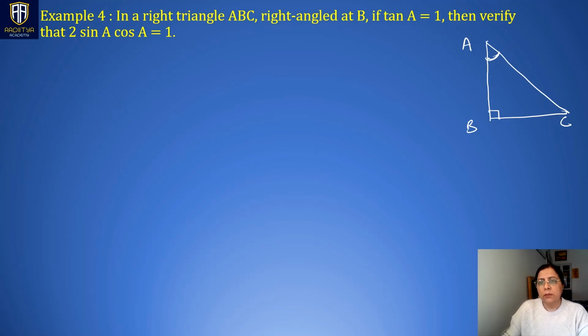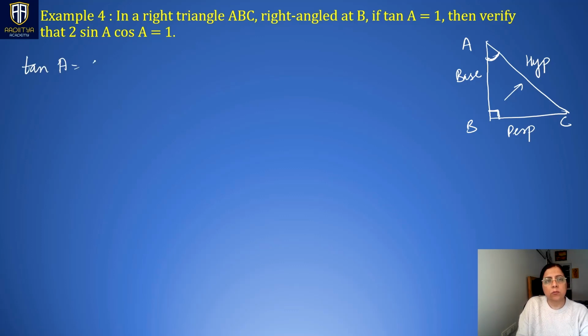First of all, this is a right angled triangle, right angled at B. The side opposite to B is called hypotenuse. If we are taking the ratio about angle A, this has to be base. The angle is considered between the base and hypotenuse, and the third side becomes perpendicular. So now we are given that tan A is 1. Now what is tan A? Tan A is the ratio between perpendicular and base.